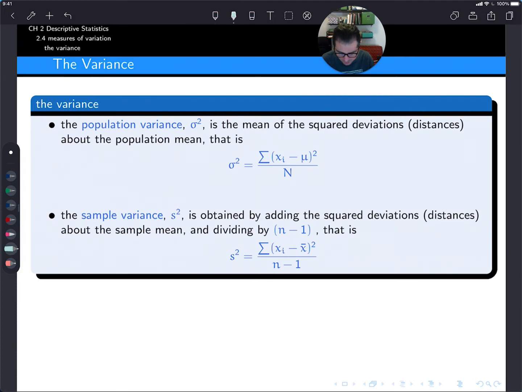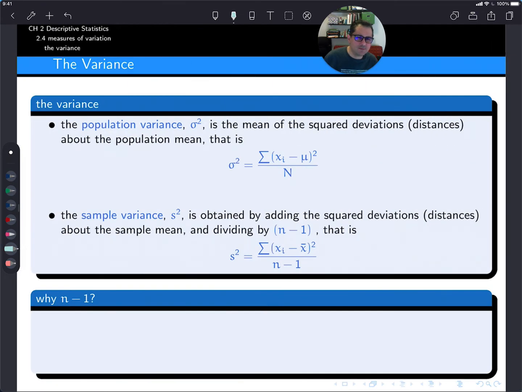Here, we are dividing by n. Here, we're dividing by n minus 1. And some problems in your homework and your assignments might be not totally correct if you're using the incorrect formula. You have to be careful whether the data you're working with comes from a sample or from a population. Now, why are we using n minus 1 and not n? There's not really a good explanation at this point.